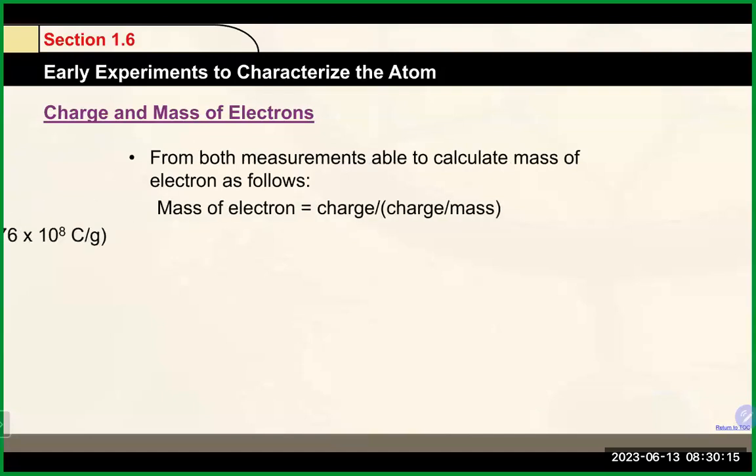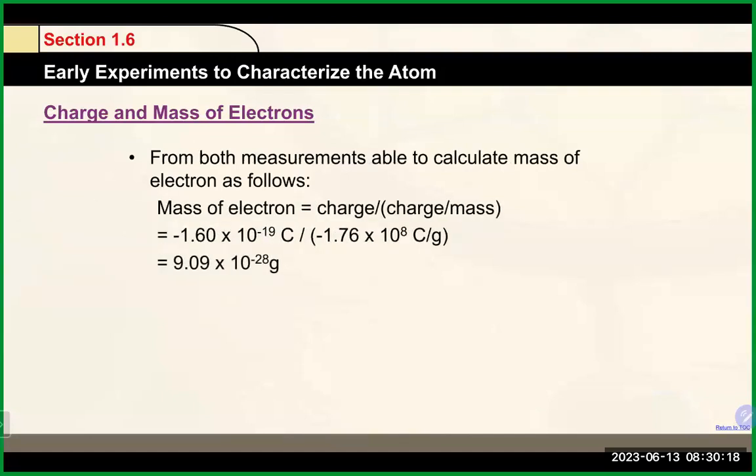So doing that calculation as a result of those two experiments, we get the mass of an electron, and this is the mass of an electron: 9.09 times 10 to the minus 28 grams. Is that a large number or a small number? That is a really super small number, right? Minus 28 means we're going 28 places to the left and putting a bunch of zeros in front of it, like 27 zeros or something like that.